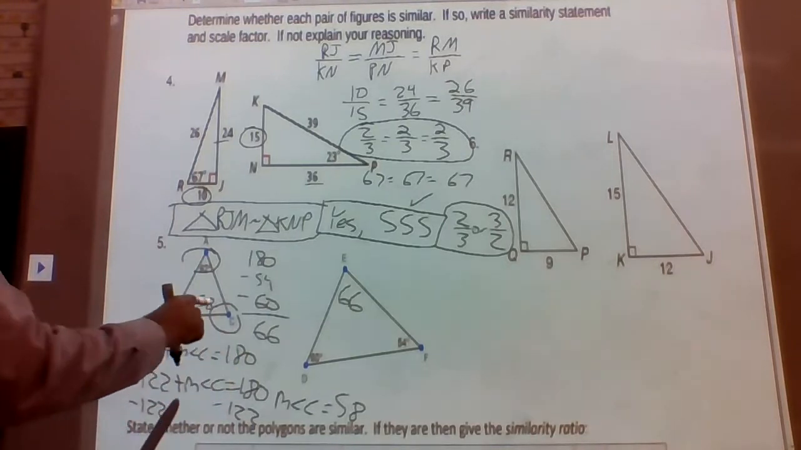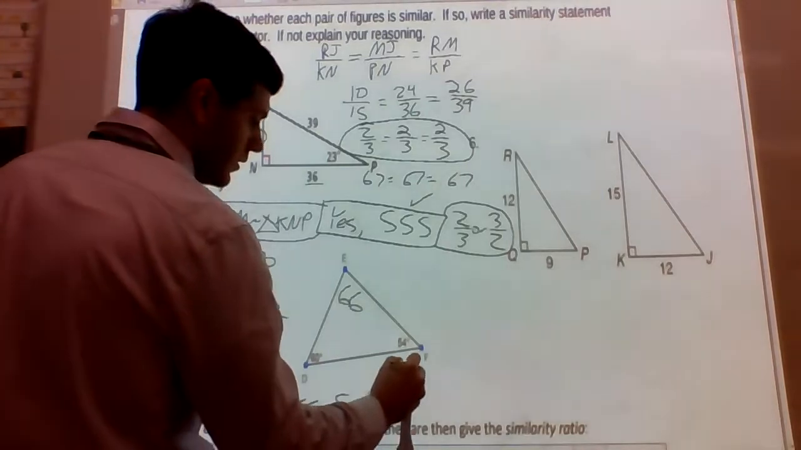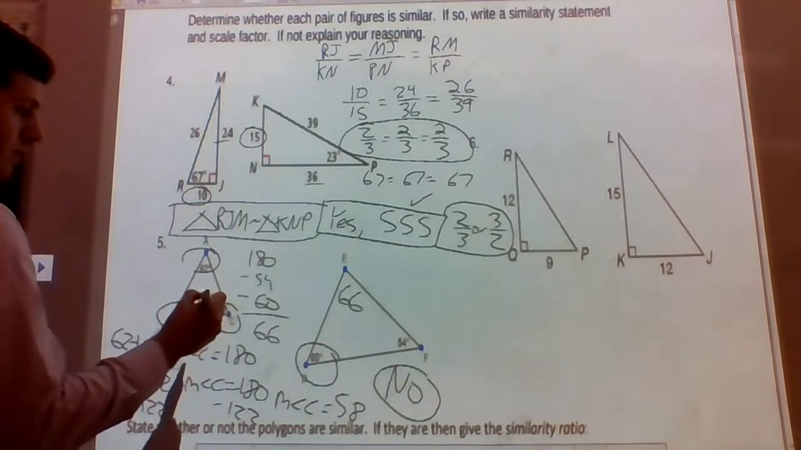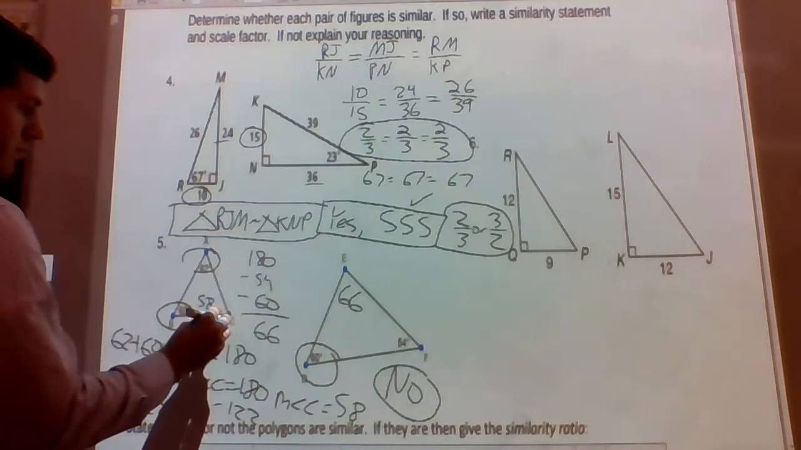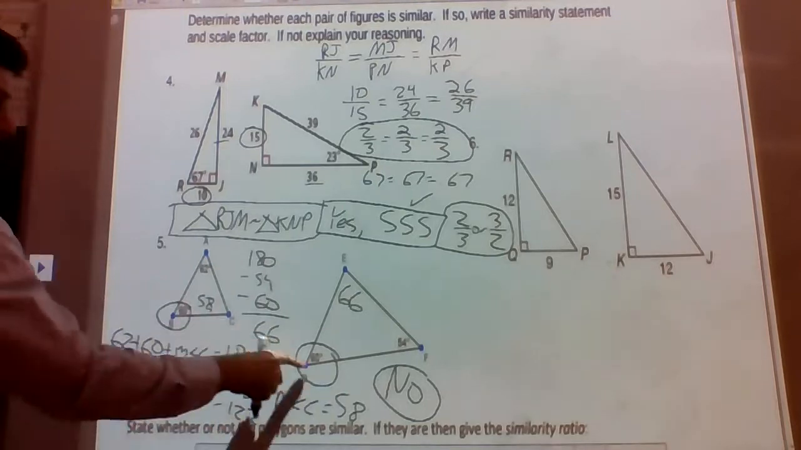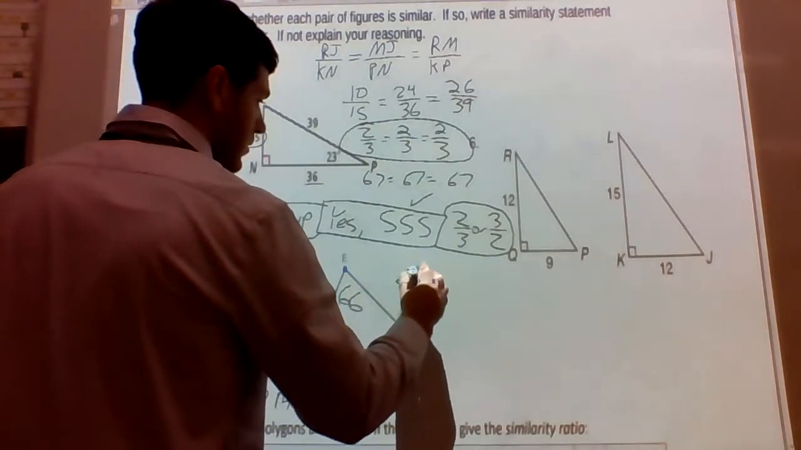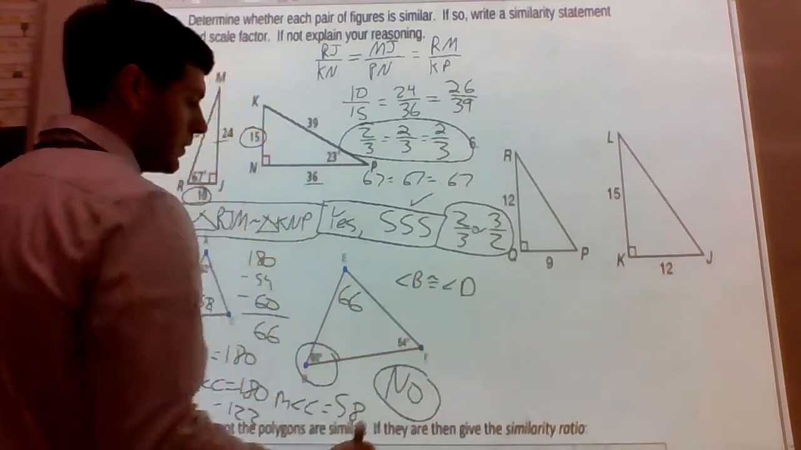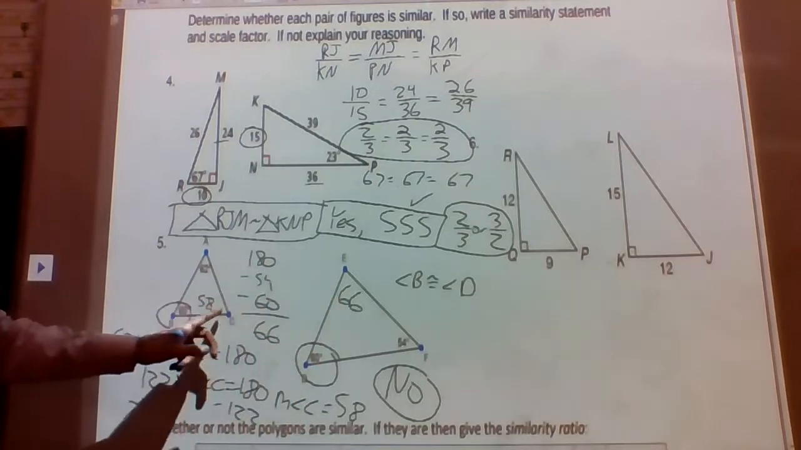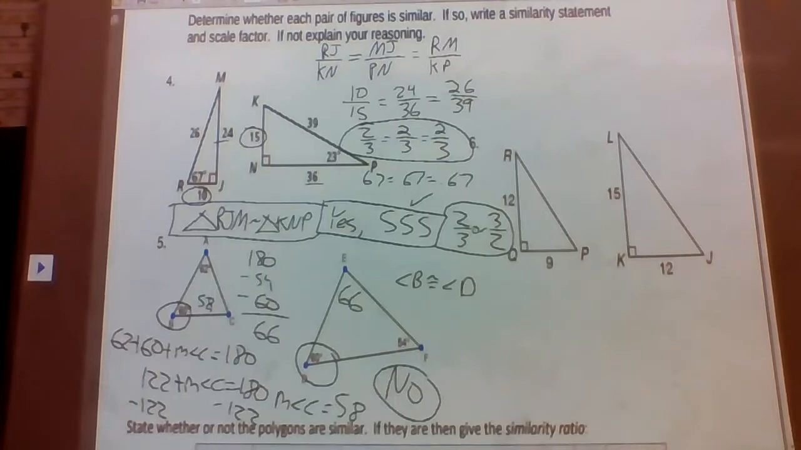So are these two figures similar? The answer is going to be no. They only have one pair of angles that are congruent. One pair of angles. Angle B is congruent to angle D. Okay, but that's just one pair. We need a second pair, and we don't have it. This is 62 and 66, 58 and 54. So our answer is no, they are not similar.